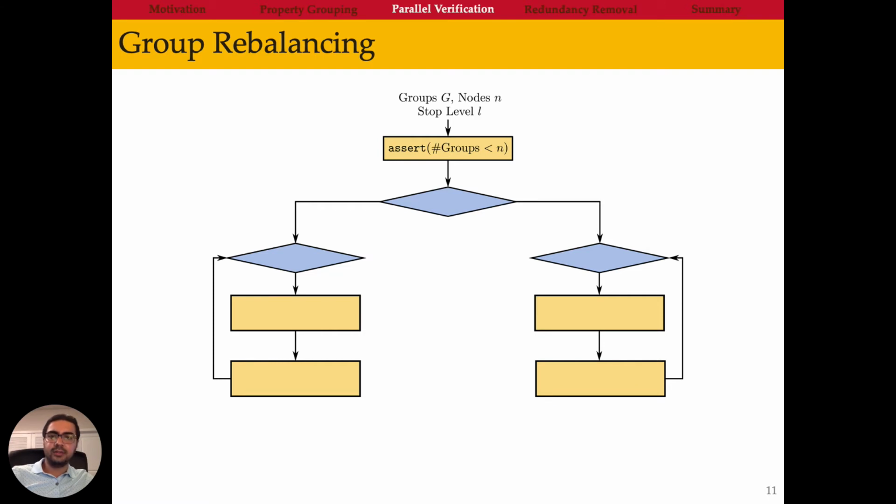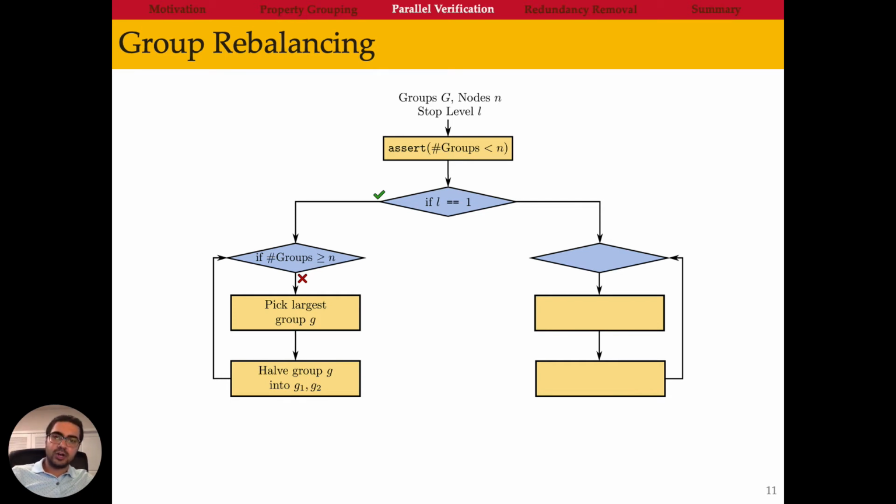Let's have a look at the group rebalancing procedure. First of all, group rebalancing is only called after a certain grouping level generates fewer groups than the number of available parallel workers. It takes as input groups G, that is the set of groups after that particular stopping level, the number of nodes N, that represents the number of available parallel workers, and then the stop level L, at which grouping was preempted. If grouping was preempted at level 1, in that case the rebalancing procedure picks the largest group G from the set of all groups, and then it halves group G into 2 groups, G1 and G2.